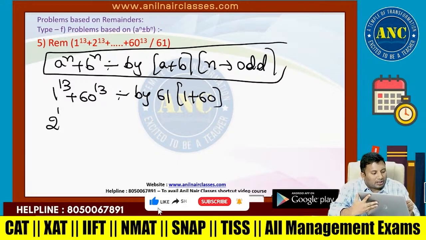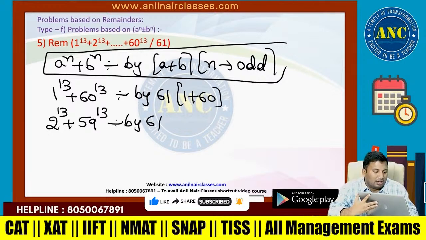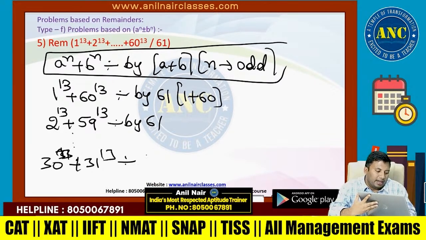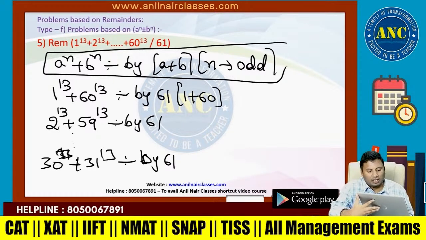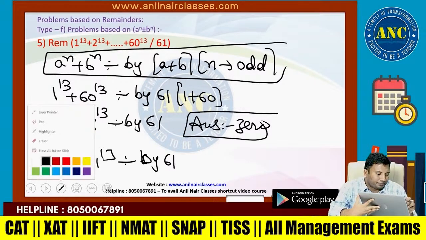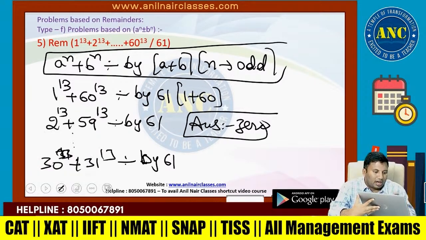2 power 13 plus 59 power 13, again divisible by 61. Last case, 30 power 13 plus 31 power 13, again divisible by 61. Answer for this question is 0. Directly you can say it is 0 because of another concept that I will also explain.